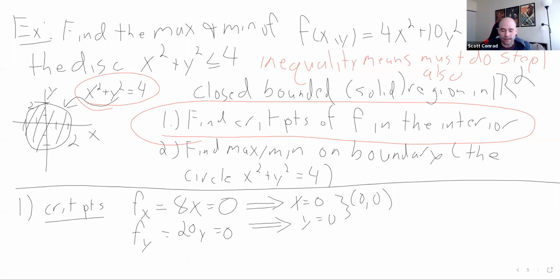we need to make sure that our critical point is inside the region we're considering, right? So if we got like the point 10, 0 or something like that, way out here, we don't count it because it's not in the region we're considering. But is 0, 0 inside of the region we're considering? We'll call this guy D. It is indeed.